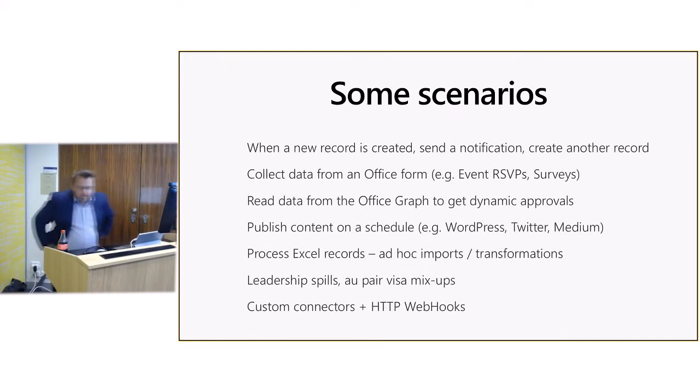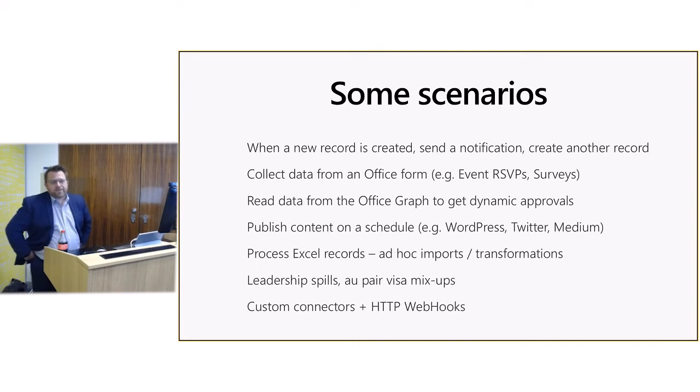So what are some scenarios where you might use Flow? For example, a new record could be created which wants you to send a notification to somebody and then maybe create another record. You could be monitoring particular conditions to say, I've got an email from my boss, so generally do not disturb, but when my boss emails me, do something. Notify me, buzz my phone.